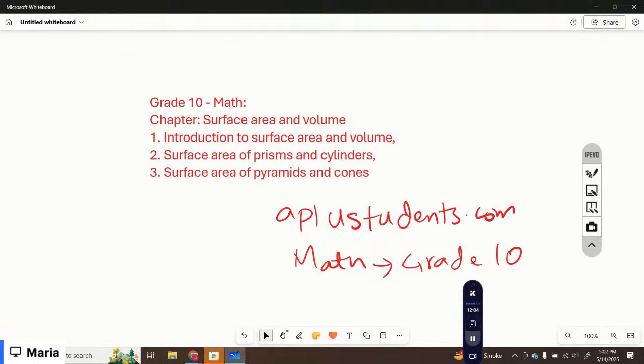Surface area and volume. The lessons we are going to cover today are Introduction to Surface Area and Volume, Surface Area of Prisms and Cylinders, Pyramids and Fluids. So please make sure you have your notebook and pencil so that you can note down the important examples and definitions as well.